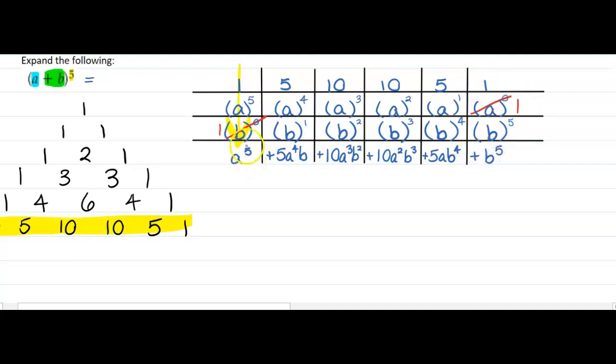Notice if you add up the variables, you always end up with 5. 5 a's, 4 a's and a b makes 5 letters, 3 and 2 makes 5 letters, and so on. And this is our answer. That is literally what a plus b to the 5th equals.